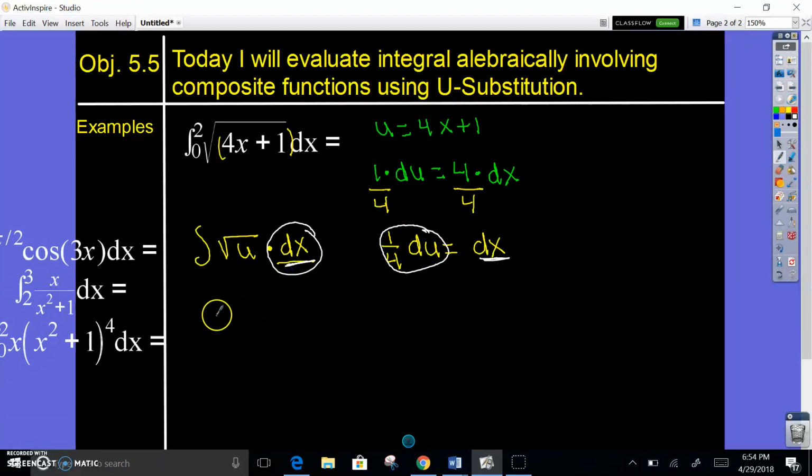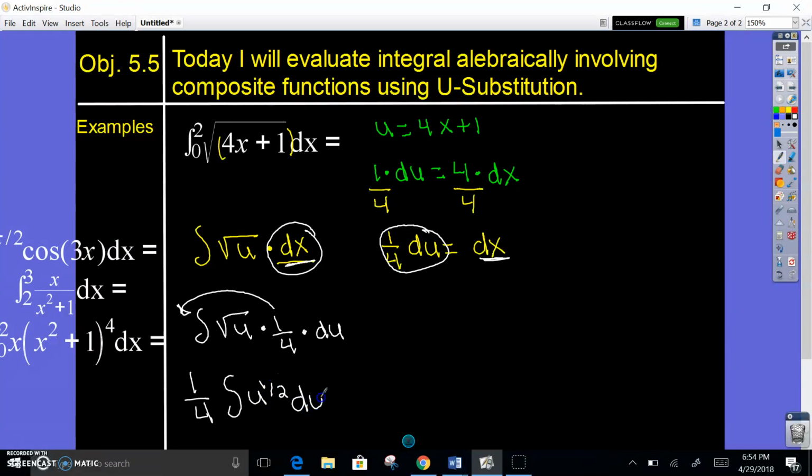So let's rewrite this integral. We have the integral of the square root of u times 1/4 times du. And as in previous examples, I really like to clean up this integral by taking the 1/4 out. I'm going to put the 1/4 out here. And I'm also going to change this from square root to u to the 1/2 because I'm about to take the antiderivative. There's my du.